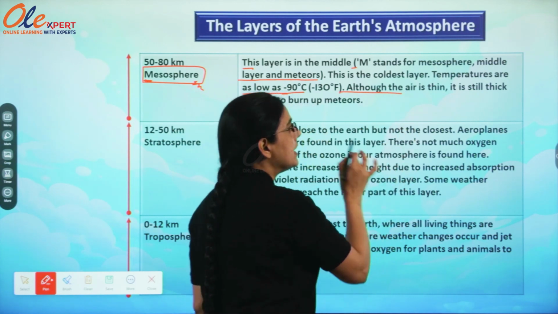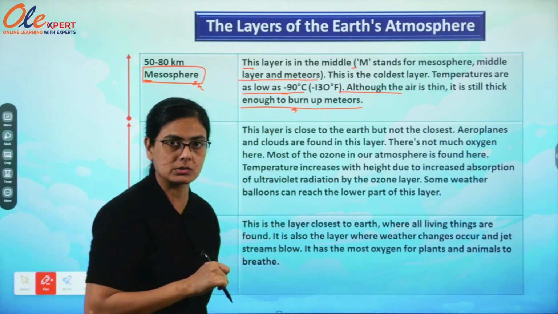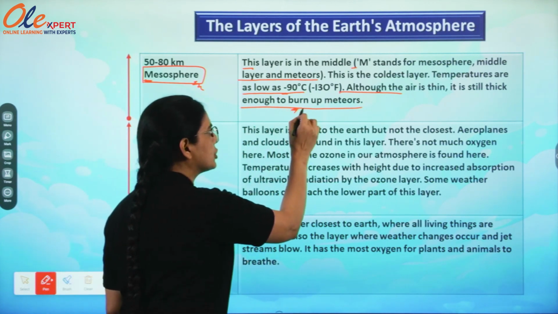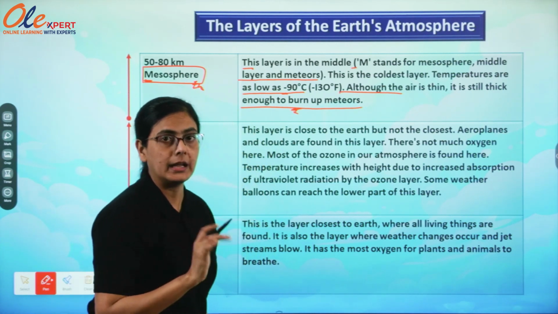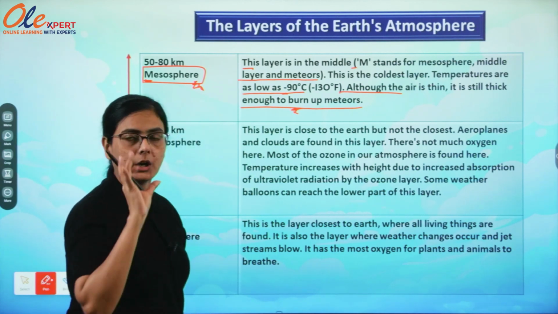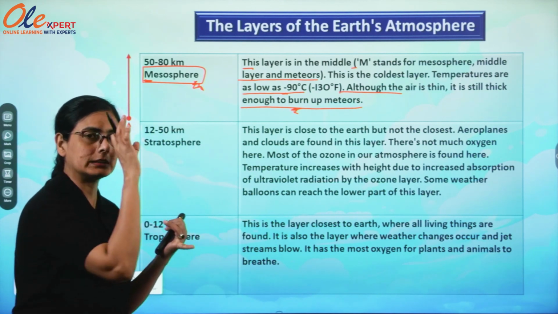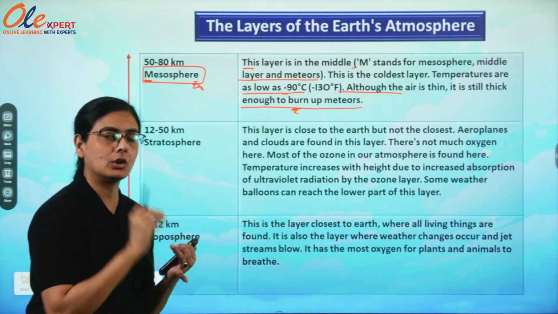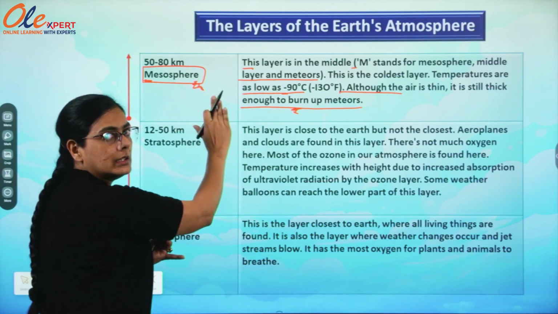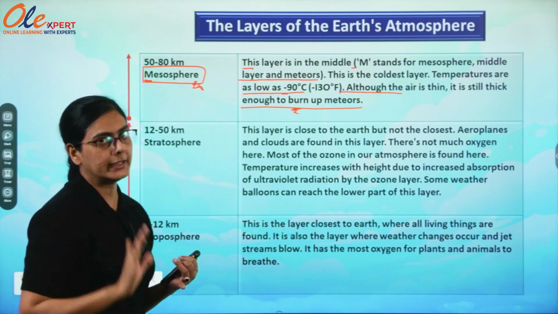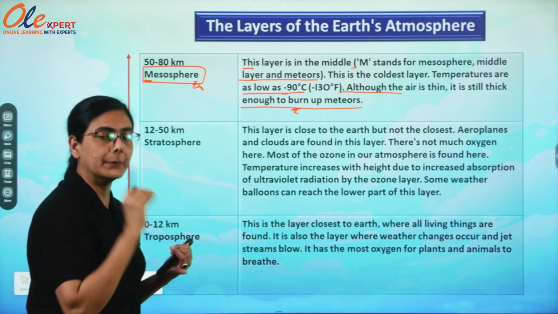Although the air is thin, it is still thick enough to burn up meteors, as meteors are burned in this layer. In MCQs you will get the question, where do you find meteors, or where are meteors burned. Mesosphere is the layer, and it is the coldest layer of the atmosphere. If it is asked which is the hottest layer, the thermosphere is the hottest layer of the atmosphere. If it is asked which is the coldest layer of the atmosphere, the mesosphere is the coldest layer, and in the mesosphere only meteors are burned.